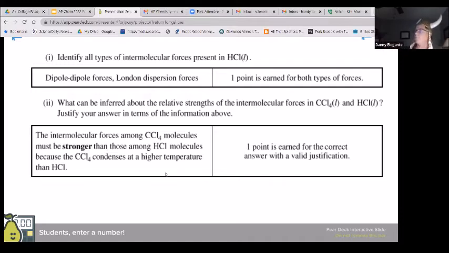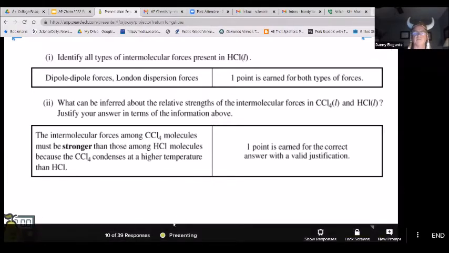So that's 10 points. What I want you to do on Pear Deck is go ahead and throw up a number. Somewhere between 1 and 10, how many points do you think you would have scored on this FRQ? Somewhere between 1 and 10.